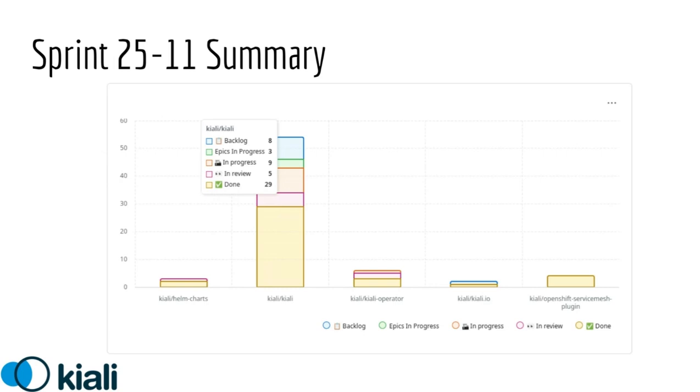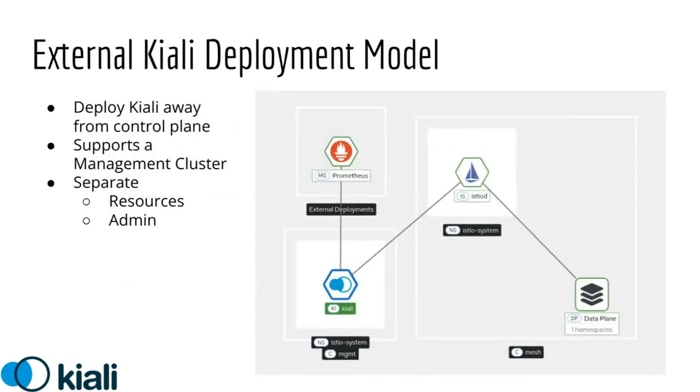So here we can see a summary of all the issues done and that are work in progress of this sprint by repository. As always, the main issues have been done in the Kiali. Still, we have some in progress and some 3 epics in progress as well. And let's go with our sprint highlights.